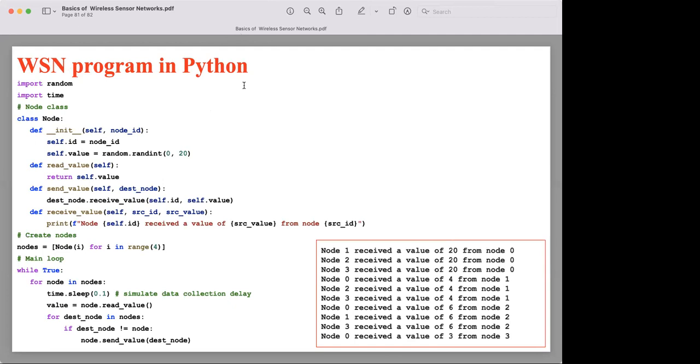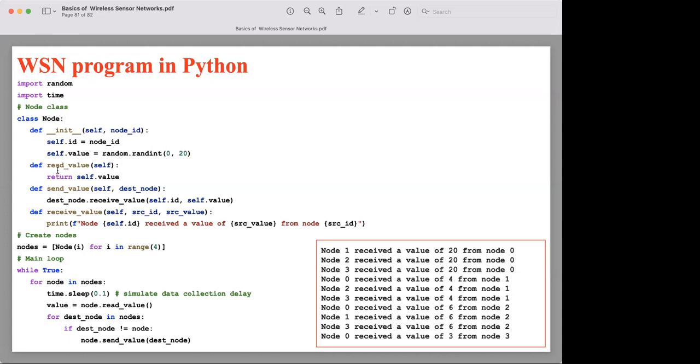If you are familiar with Python, you can make some small programs first, then jump to the network simulator, and finally go to the node design. Here I have written one program in Python for the node design. I designed a class Node, which has a node ID and generates some information between 0 and 20.